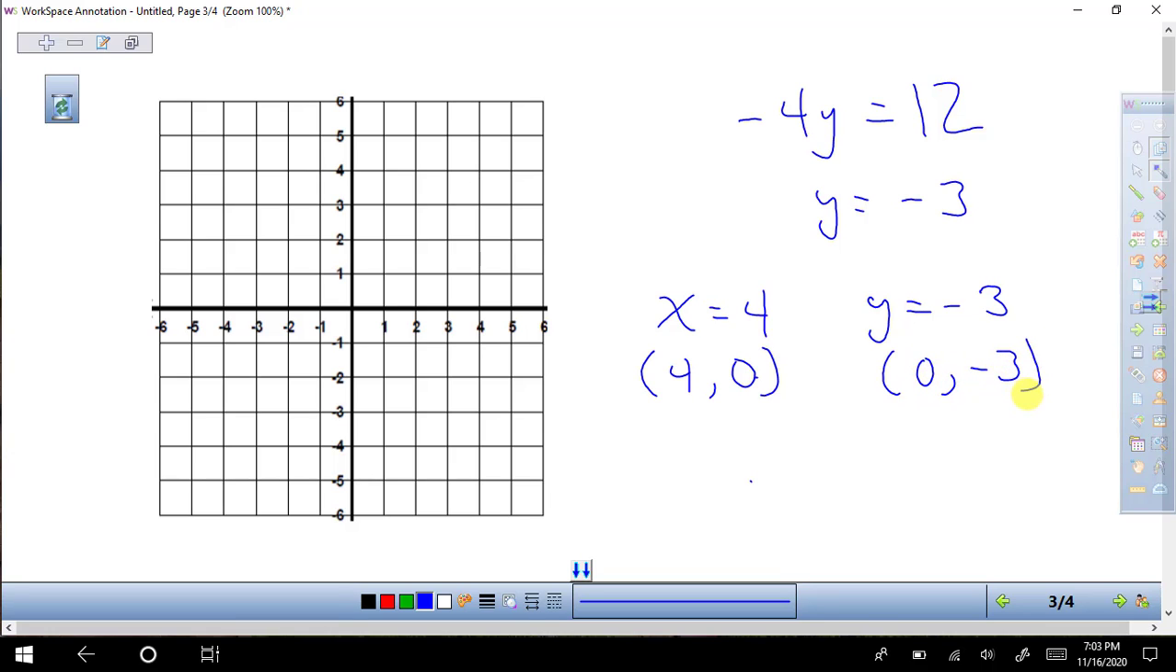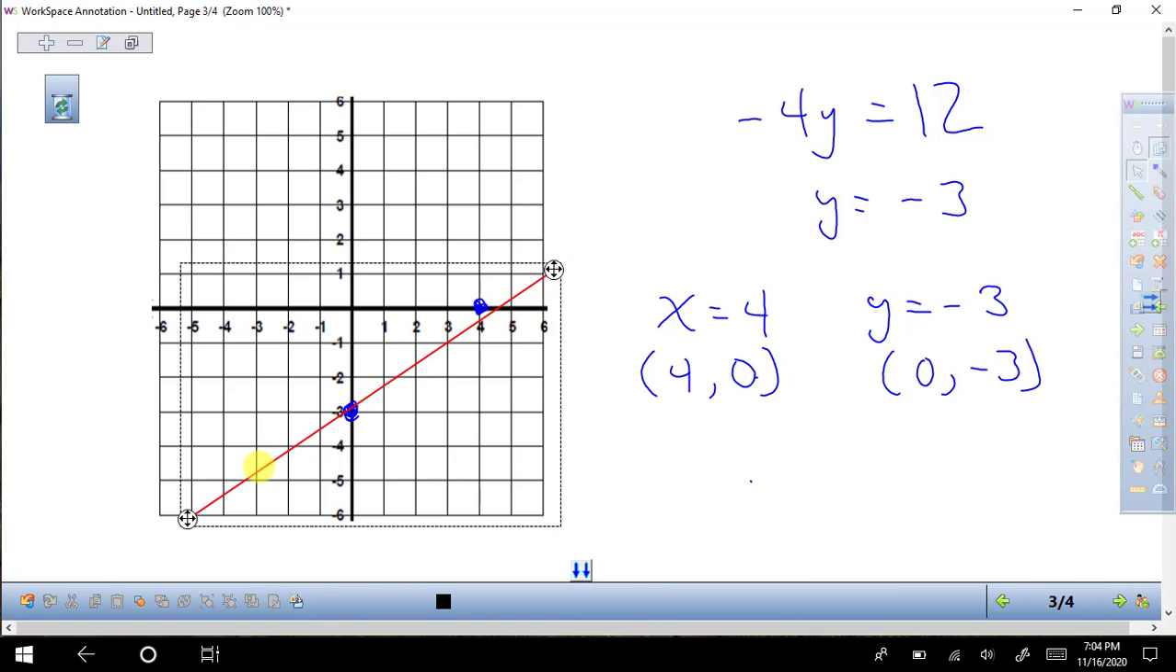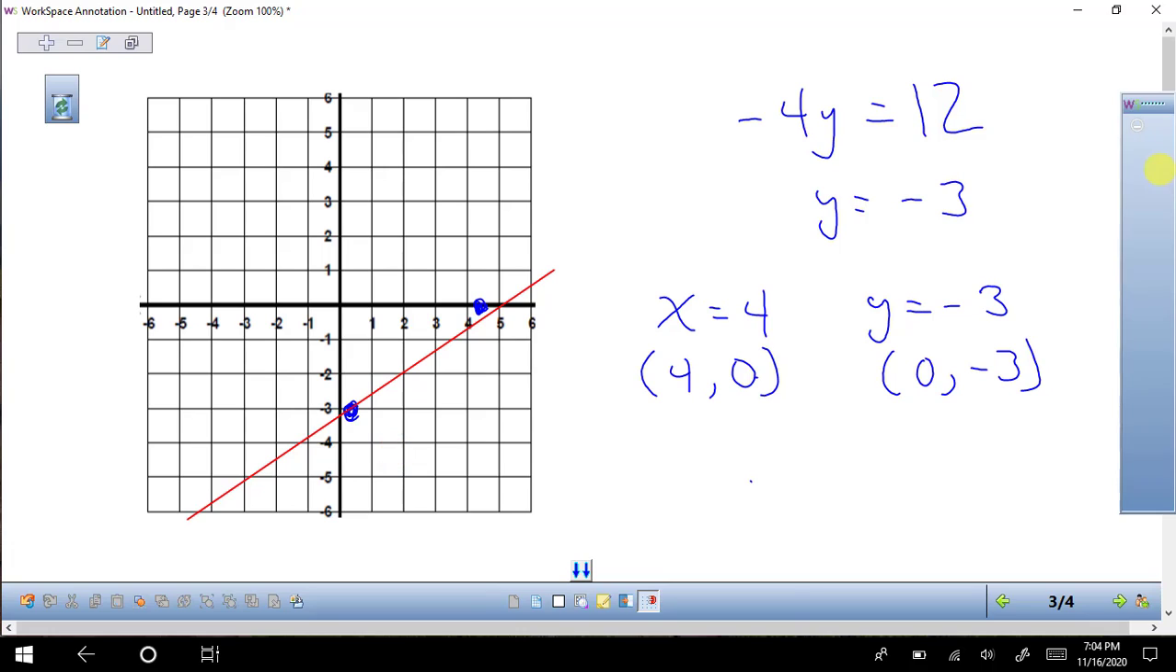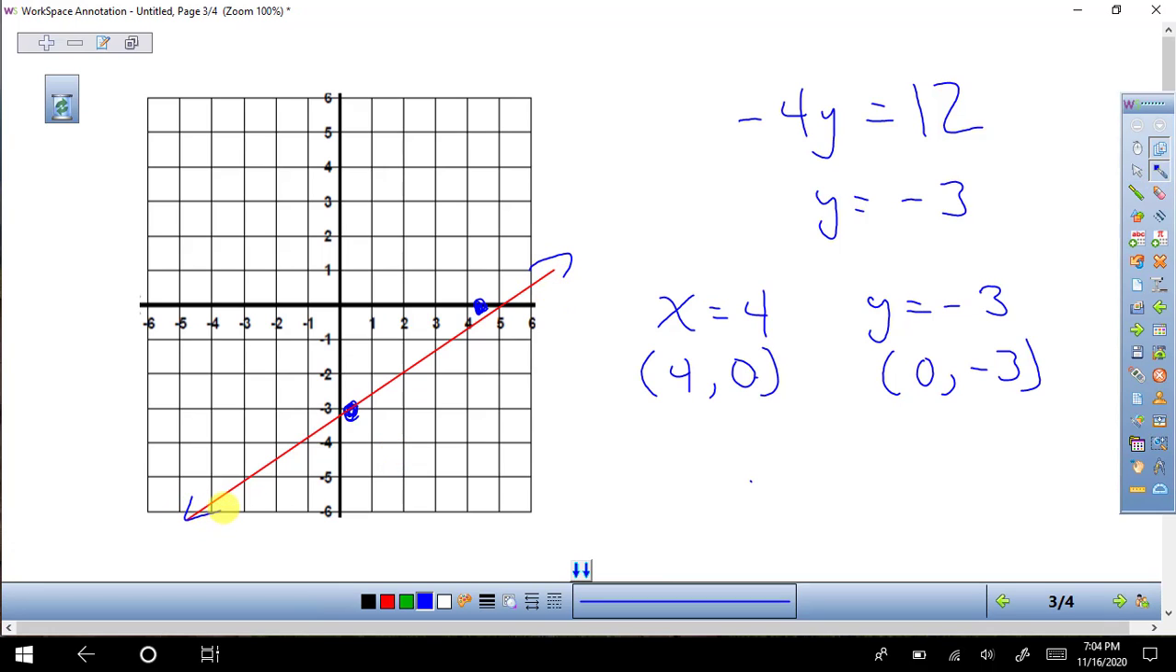So now I'll go to my graph. I'll go to the x-axis. I know it's going to cross the x-axis at 4, so I'll put a dot there. I know it's going to cross the y-axis at negative 3. I'll put a dot there. There are the 2 points I need to graph my line. Draw my line through those 2 points across my graph. Straighten it out a little. Draw my arrows, and I've just graphed the equation 3x minus 4y is equal to 12 by using the intercepts.